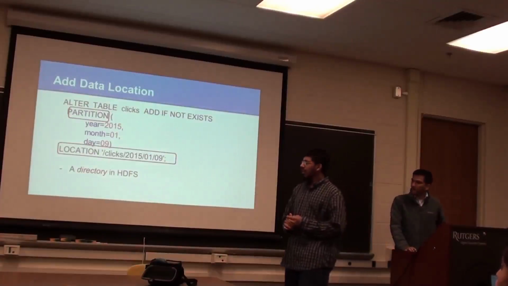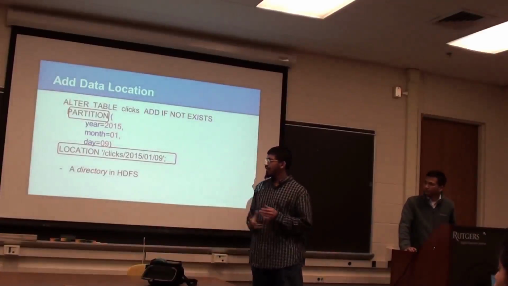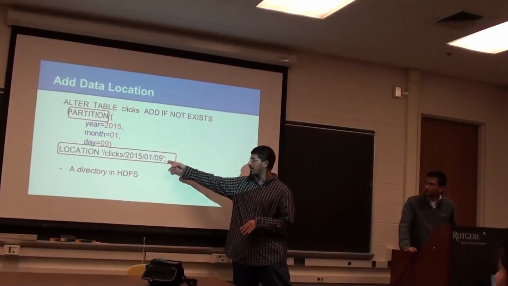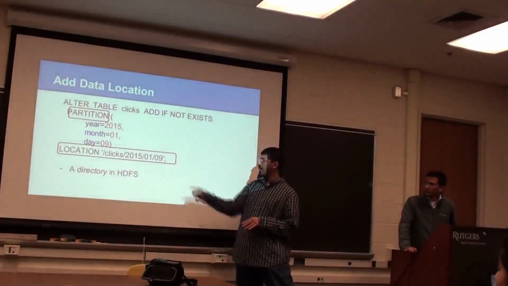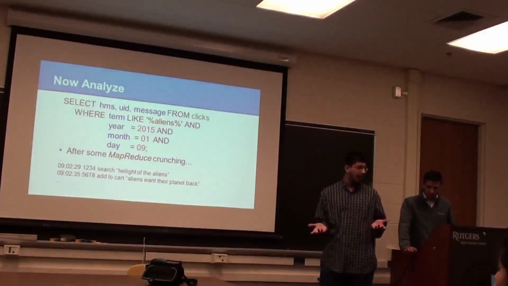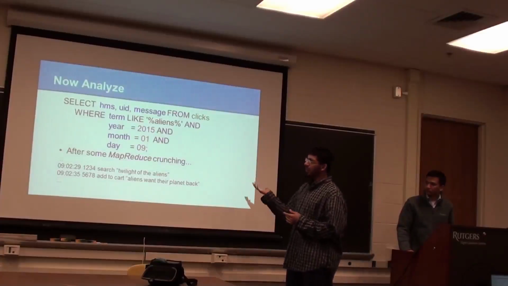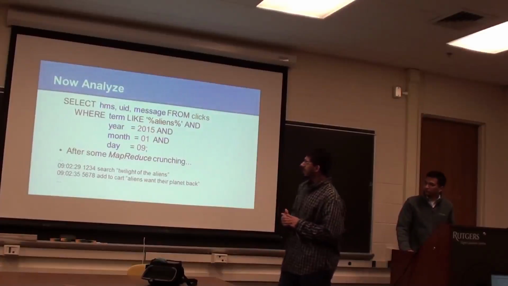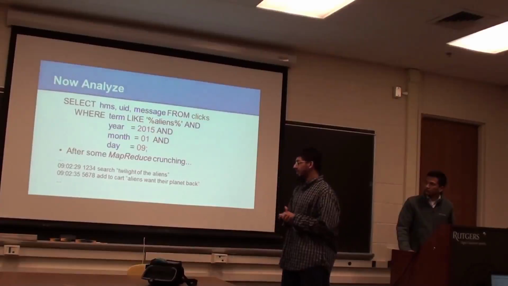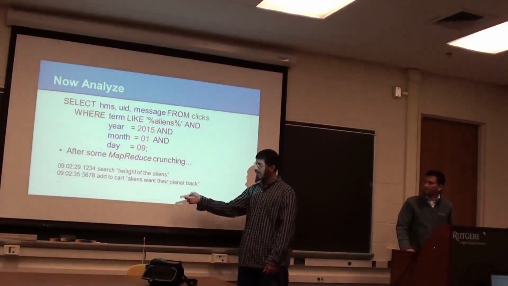So now, for our example, we load the data in. We create a partition, 2015, January and the 9th. And we just tell it the location where we previously loaded the file, which is a directory in the Hadoop file system. Now we're done. Now anyone from any department can analyze. For example, here, what are we doing? Everyone should be familiar, right? We just select the time, the user ID, and the message where the term is aliens. So we could get this user searched for this, this user added to the cart, this user downloaded this, anything like that.